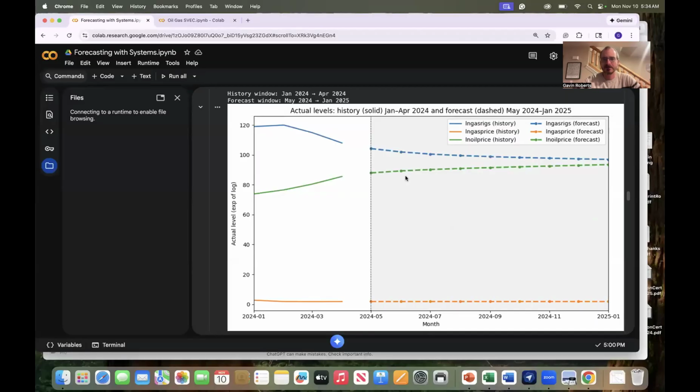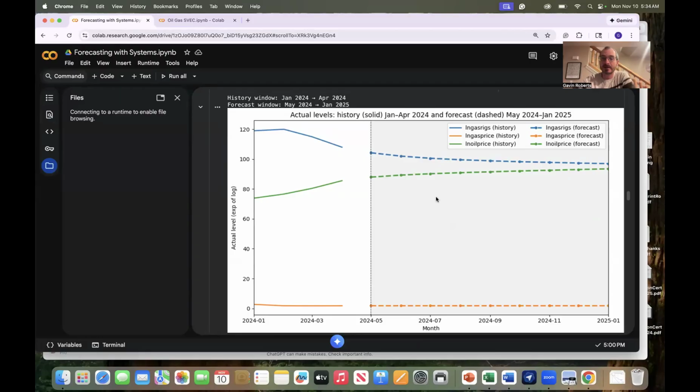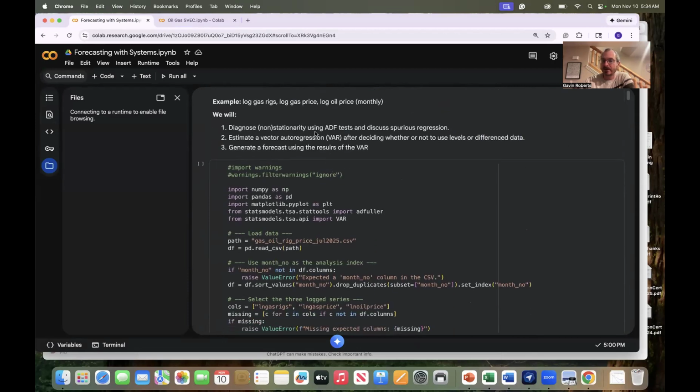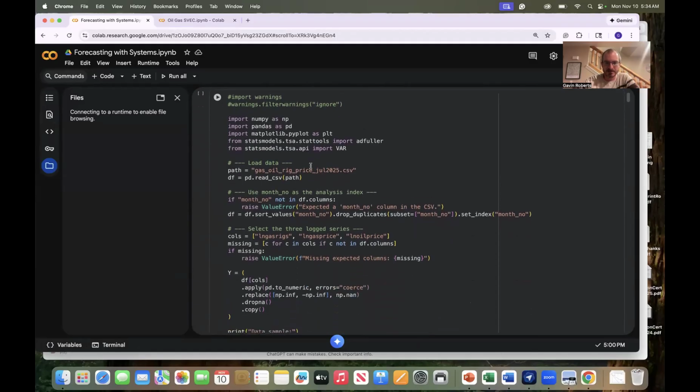Let's go ahead and share the screen. So you probably recall that last time, the last thing we looked at was this forecast based on a vector autoregression. We went through a quick recap. We diagnosed stationarity using ADF tests, we talked about how that works, and then we applied that to our example of gas price, oil price, and rig data.